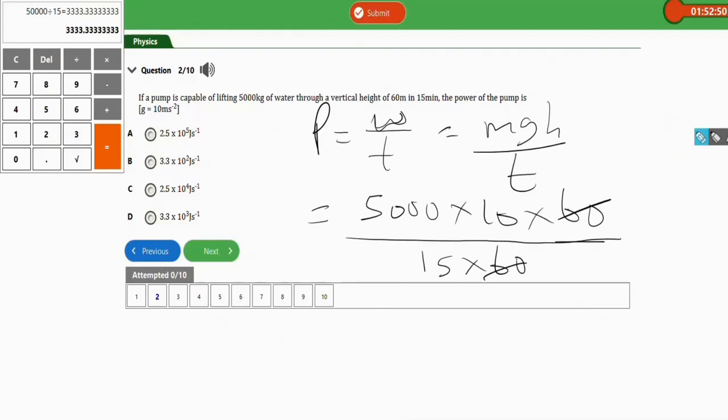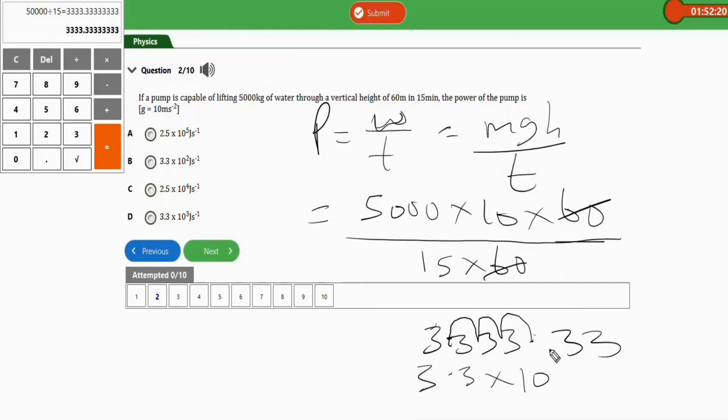Let me show you why it is option D, because if you don't know standard form, you will fail it. We have 3.3, let me stop at 2 decimal places. If we are expressing this in standard form, going backward, this is 1, 2, 3, so we move 3 times. This is 3.3 times 10 to the power 3 joule per second. So the correct option is option D, 3.3 times 10 to the power 3 joule per second. It's as simple as this. That's it for this particular question.